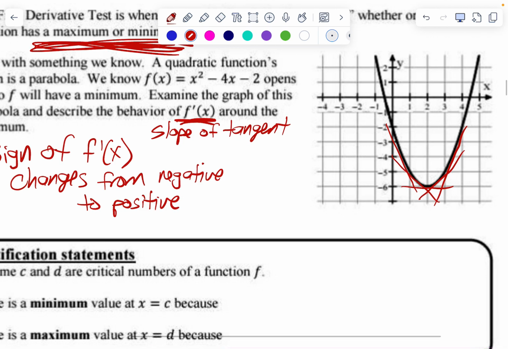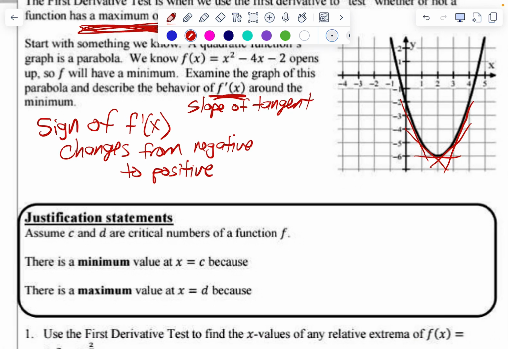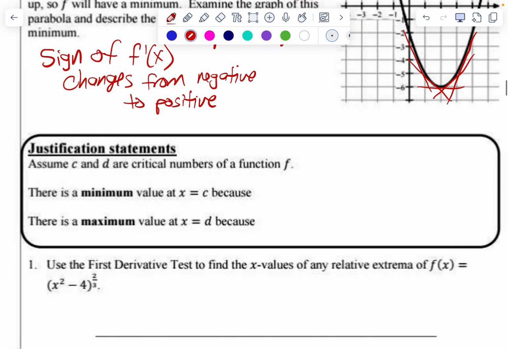That's what's going to be true if it's a maximum. It switches from positive to negative. So if you look at this, am I going to block you if I'm right here? If we look down at this box, assume C and D are critical points or critical numbers of a function. There is a minimum value at x equals C because y?